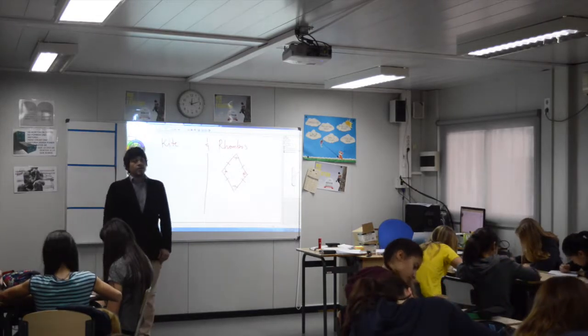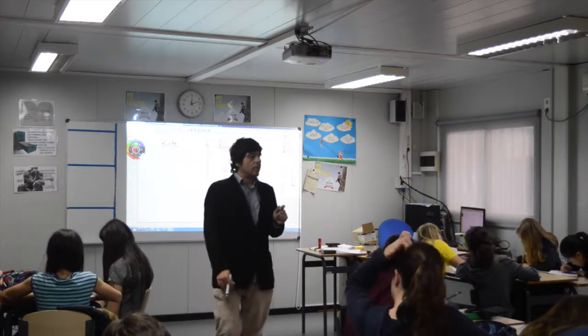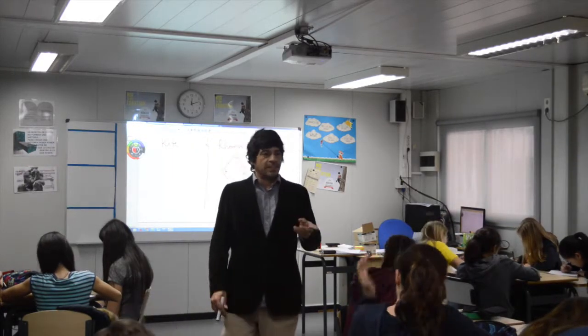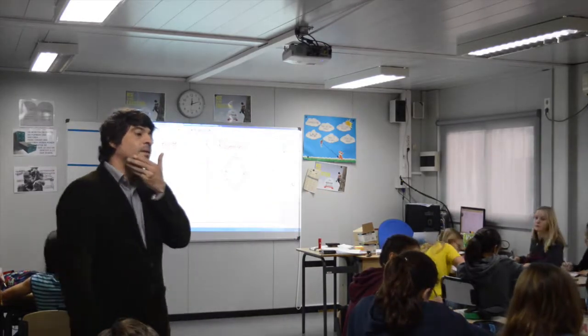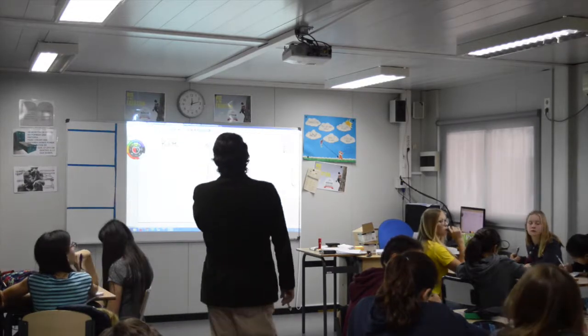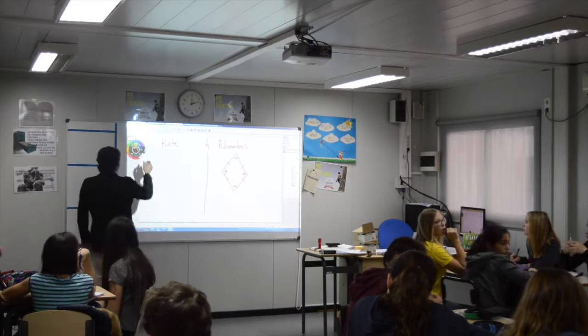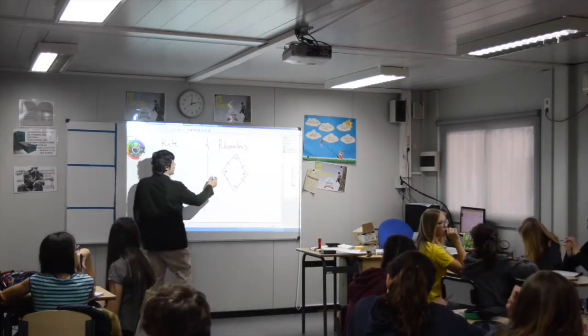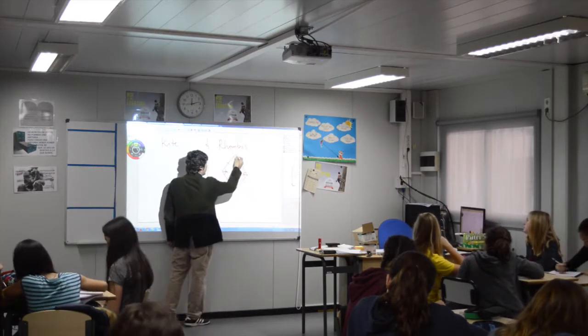For the work we're going to do today, I want to incorporate for some shapes something that is called diagonals. Who has an idea what a diagonal will be? Exactly, lines that go across opposite sides.